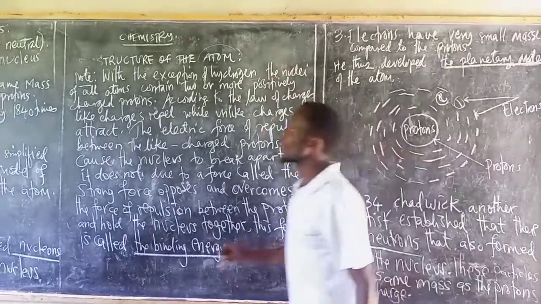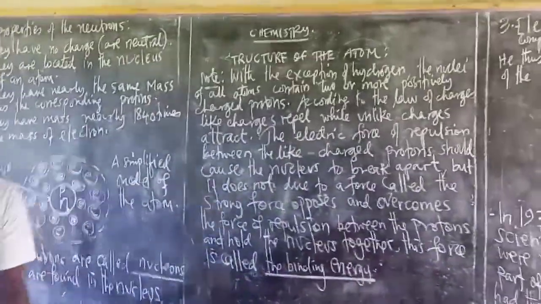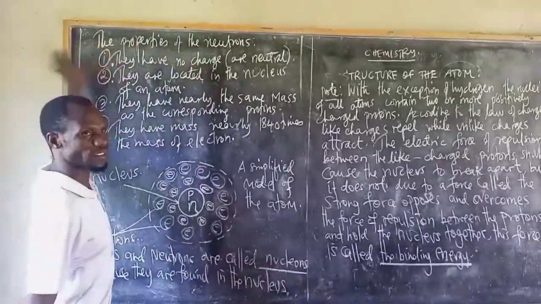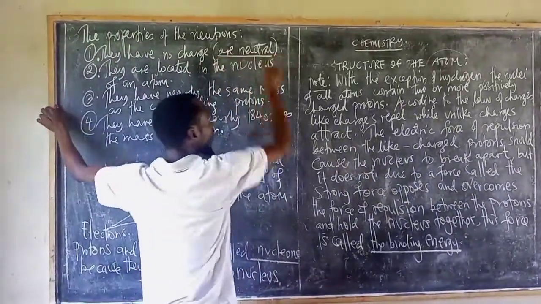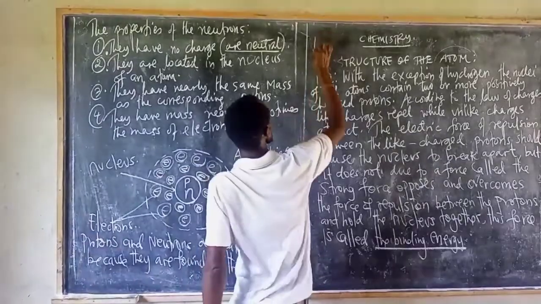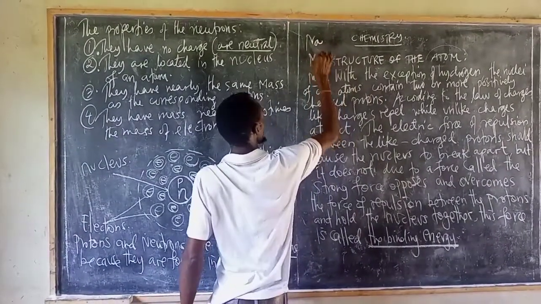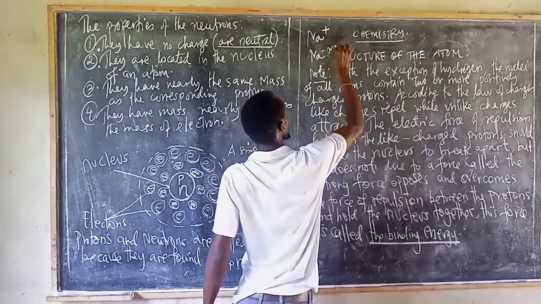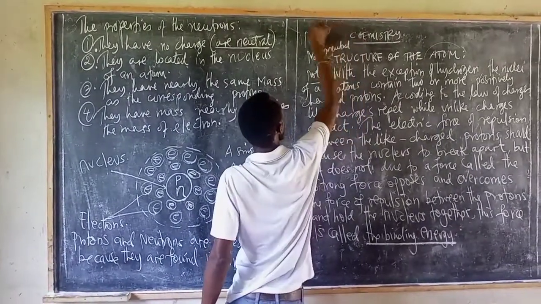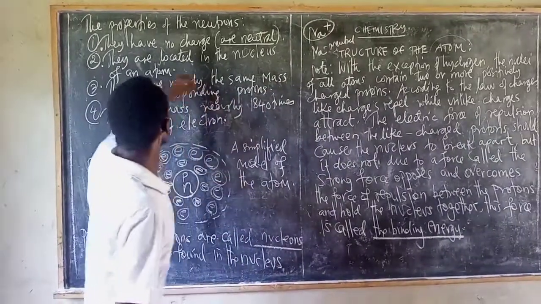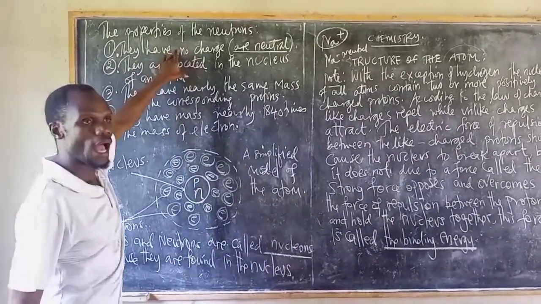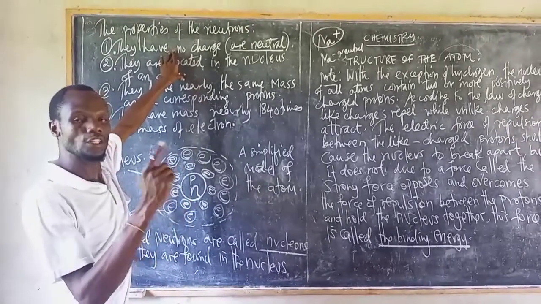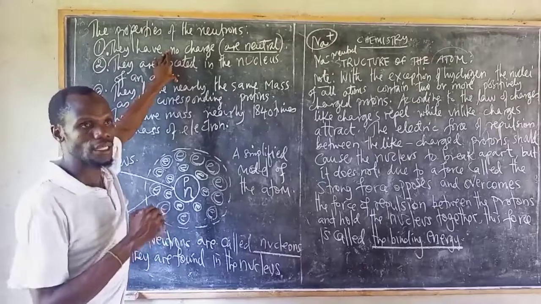And therefore the following properties of the neutrons were discovered. One, they have no charge, that is, they are neutral. Example, this is sodium, and this is sodium once again. One has charge, the other has no charge. This is neutral, and this is an ion. So, according to Chadwick, one of the properties of the neutron is that they have no charge. They are neutral.